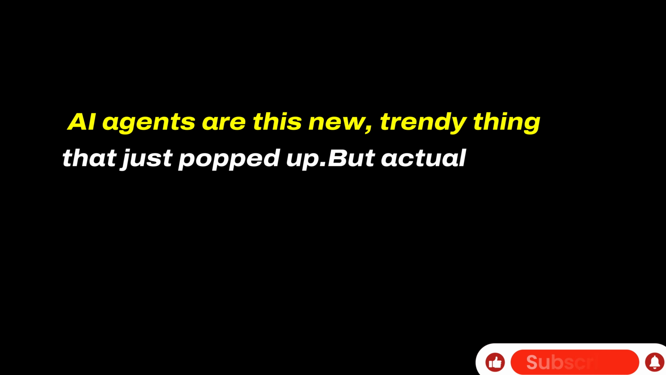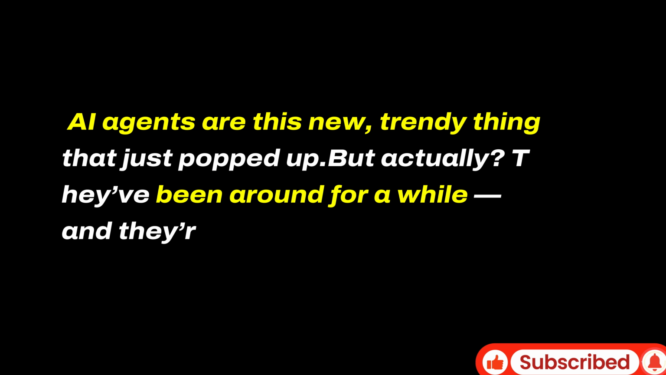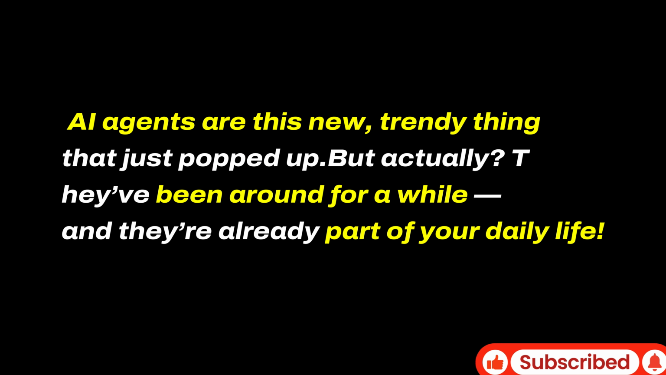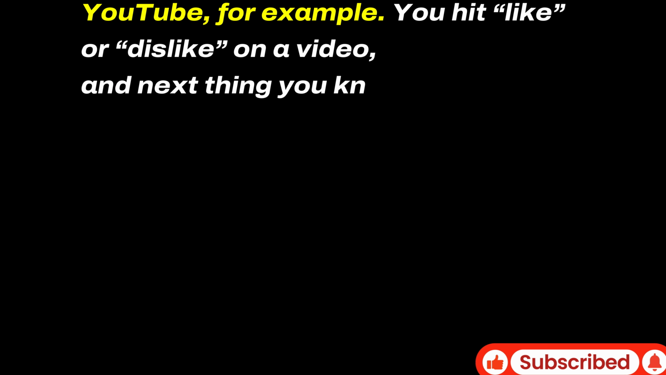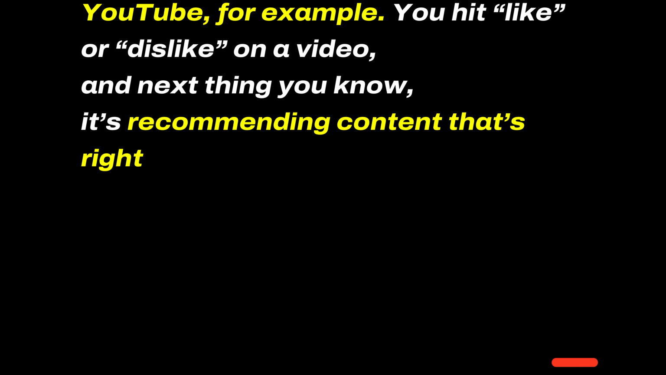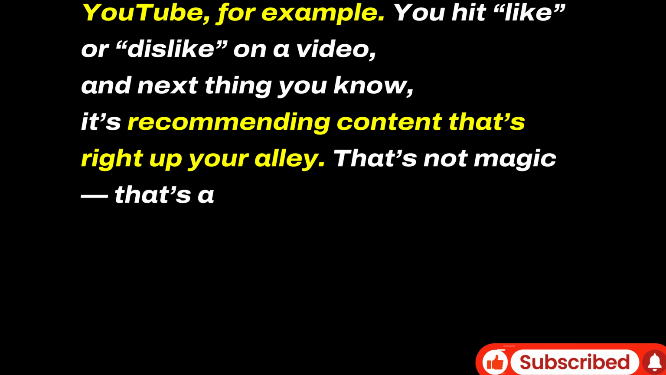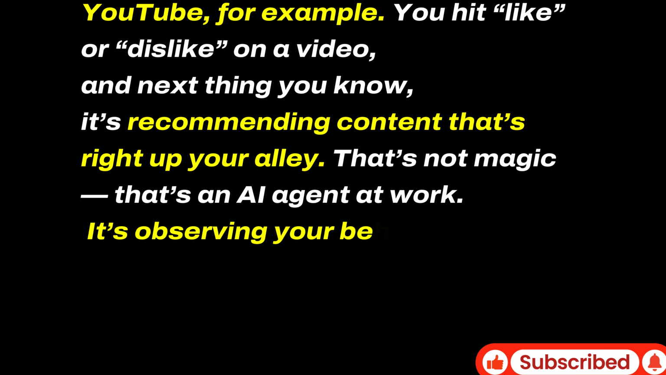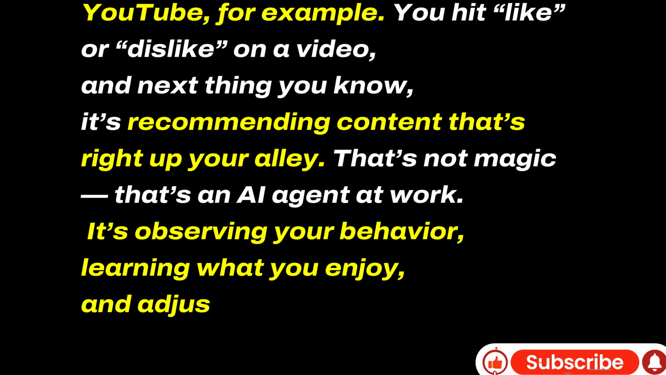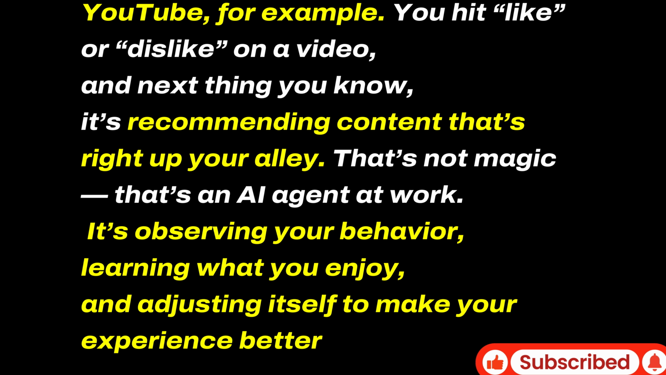Now, here's something most people get wrong. They think AI agents are this new, trendy thing that just popped up, but actually, they've been around for a while and they're already part of your daily life. Take YouTube, for example. You hit like or dislike on a video, and next thing you know, it's recommending content that's right up your alley. That's not magic, that's an AI agent at work. It's observing your behavior, learning what you enjoy, and adjusting itself to make your experience better.